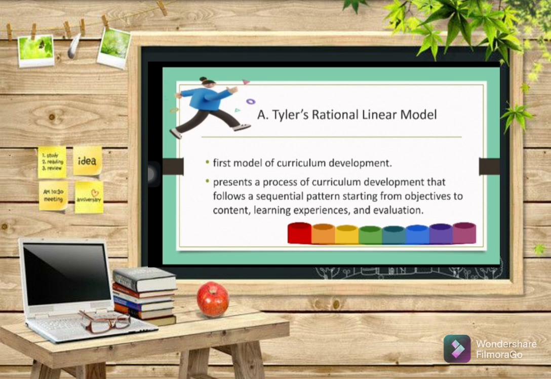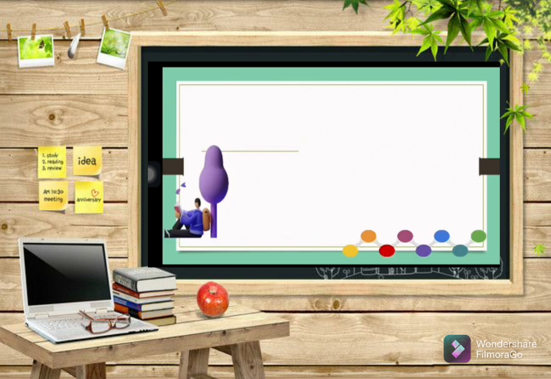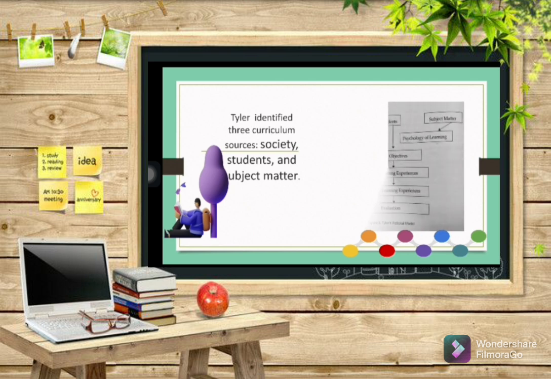The Tyler model is known for the special attention it gives to the planning phases. It is a deductive process, for it proceeds from the general, which examines the needs of society and students, to the specific, in specifying instructional objectives. Tyler identified three curriculum sources: the society, the students, and the subject matter.